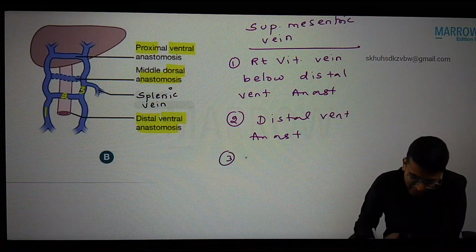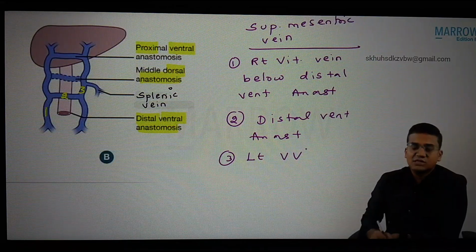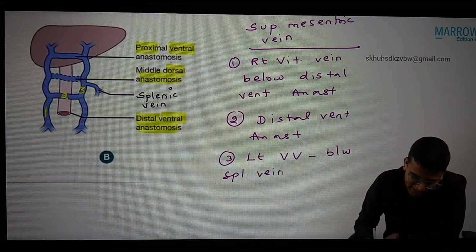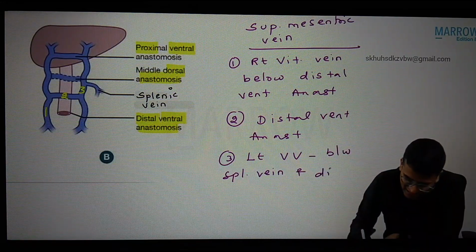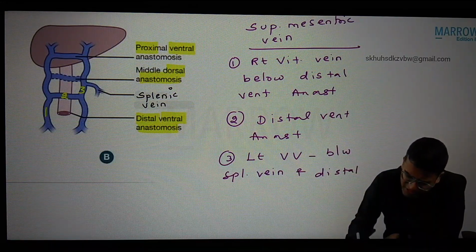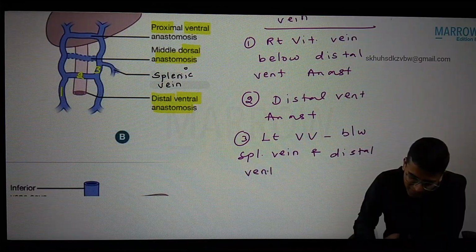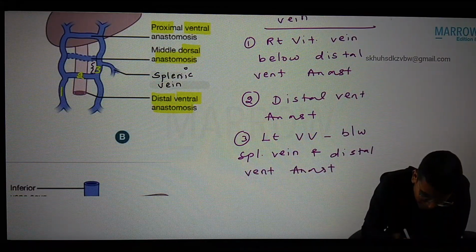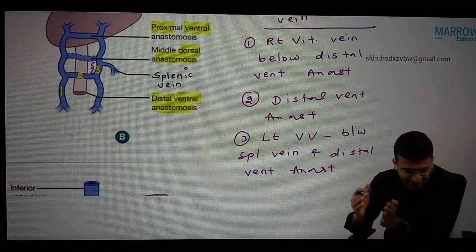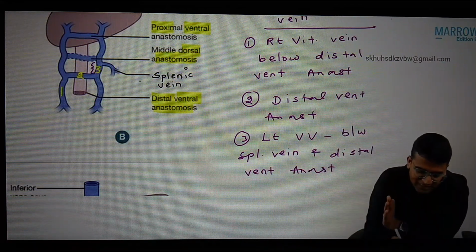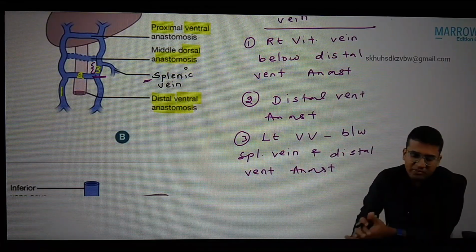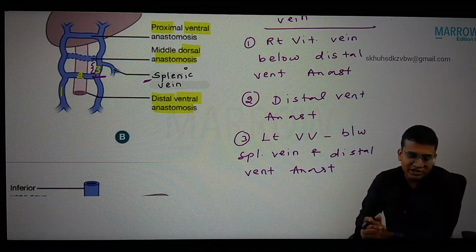Okay. Number 3 is left vitelline vein, which is present between the splenic vein and distal ventral anastomosis. This is a very small part. I'm talking about the small part, this one. So number 3 is left vitelline vein, which is present between the splenic vein and distal ventral anastomosis. Now these 3 parts help in the formation of superior mesenteric vein.